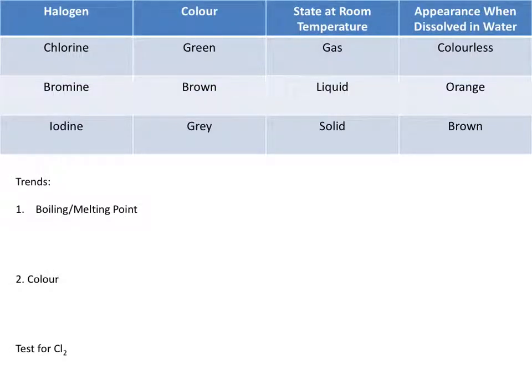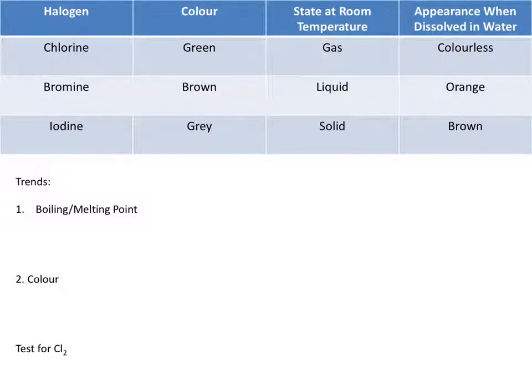Now, it's important that you know what the halogens look like, and the 3 halogens that I'm going to talk specifically about in this video are chlorine, bromine and iodine. Fluorine at the top, we don't tend to talk about that much, but it's important that you can predict some things to do with fluorine and astatine, which is at the bottom of the group, using the trends that we're going to talk about now.